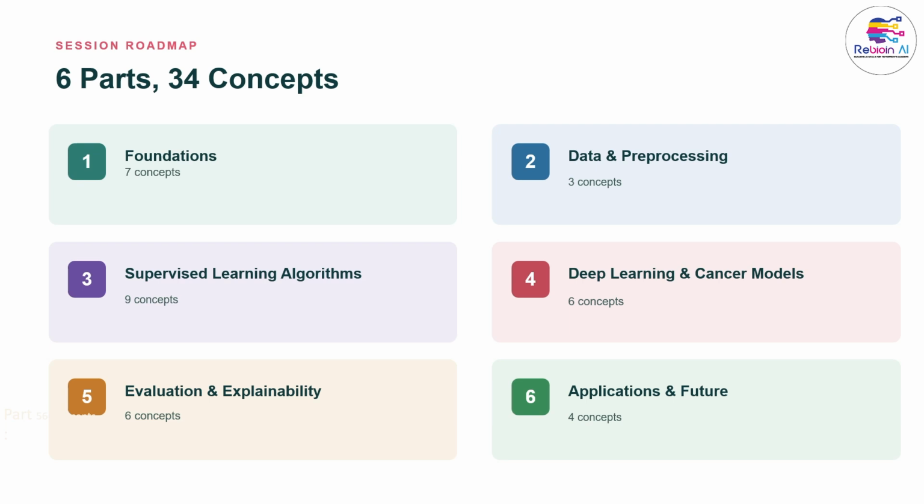In part five, it's about evaluation and explainability: how we know if a model is actually good and how we make it trustworthy. And part six is a wrap up with real clinical applications, honest challenges, and where the future is heading. I would recommend treating each part as its own sitting rather than trying to cover all six in one go. So let's go further.